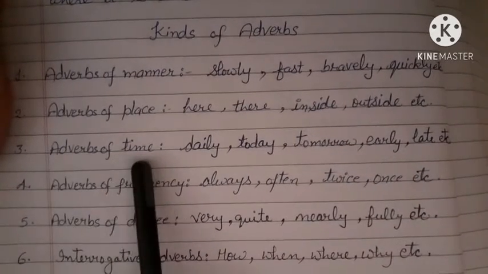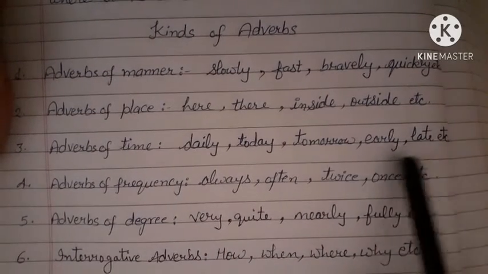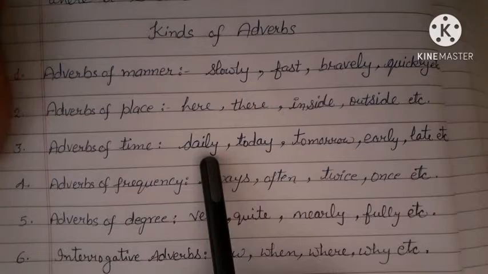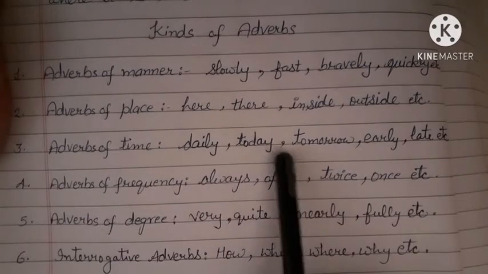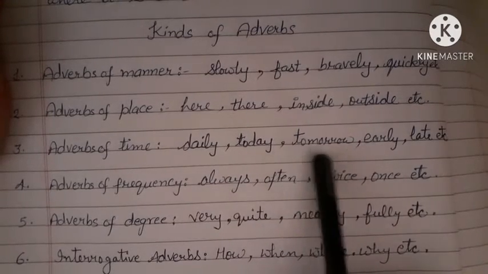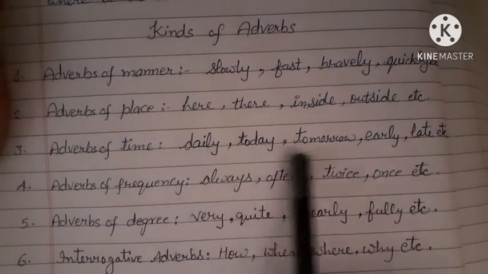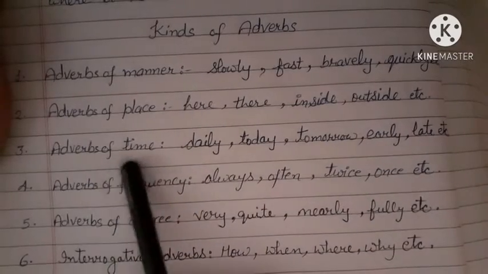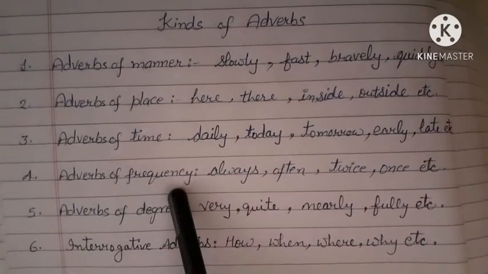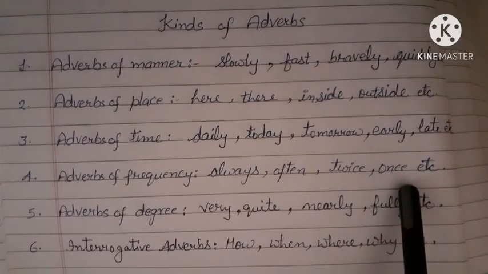Next है adverbs of time. Daily, today, tomorrow, early, late, etc. For example, he goes to school daily. Mother will leave the hospital today. Tomorrow, father will come tomorrow. इसी तरह ये क्या है? Example adverbs. कौन सा adverb है? Adverbs of time, जो हमें टाइम के बारे में बताता है. Next adverbs of frequency. Always, often, twice, once, etc.